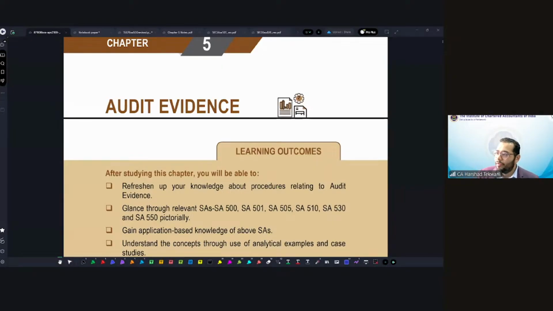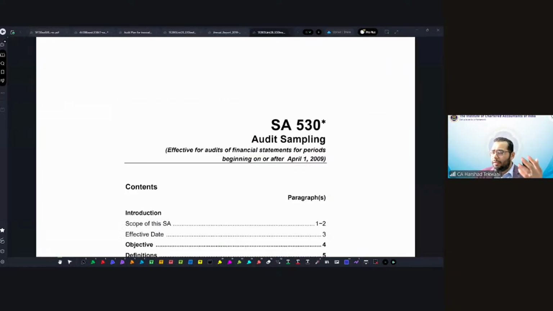The next thing that I want to discuss, and a very important topic for today, is SA 530, audit sampling. Now, when I talk about audit sampling, and when you hear the term sampling, what do you think that means? If I ask you, can anyone explain what sampling is? What do you mean by sampling?